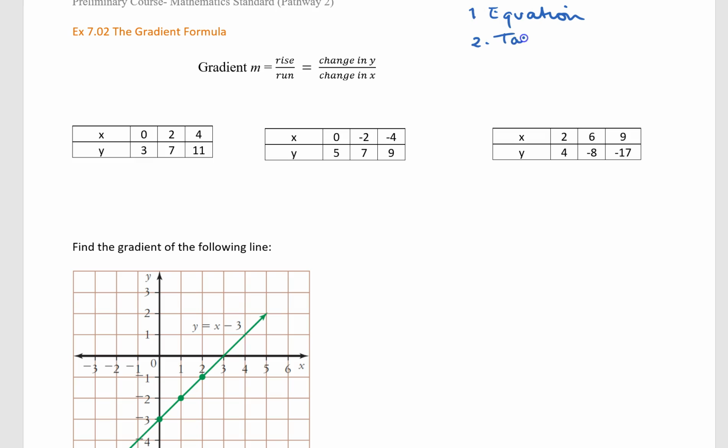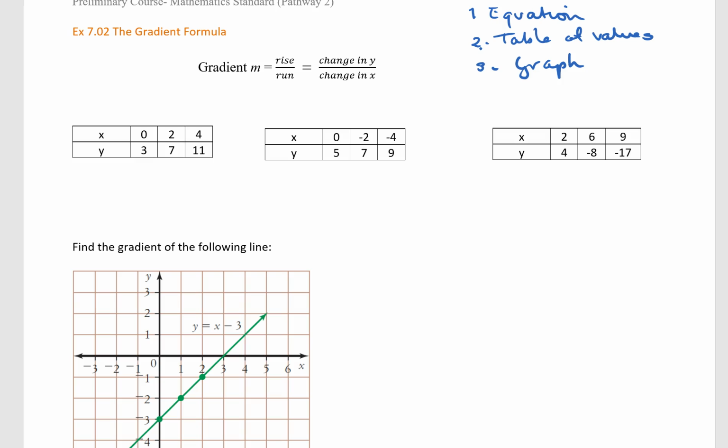Two is a table of values. We should be able to read the gradient from a table of values. And then three is the graphical form for a function. And we should be able to read the gradient from the graph. So three different ways of representing a relationship. And in all three ways, we should be able to identify the gradient.